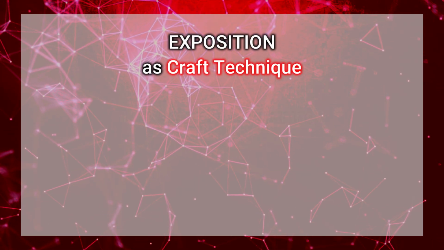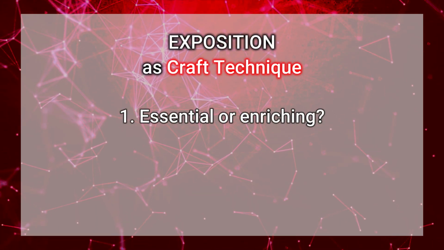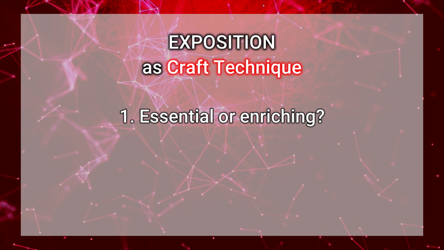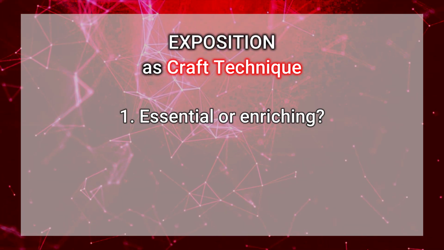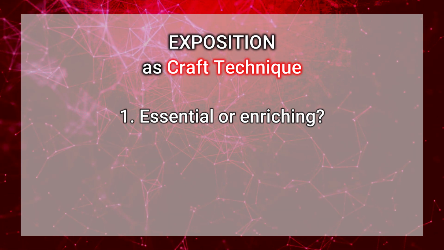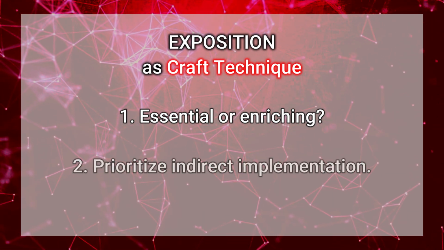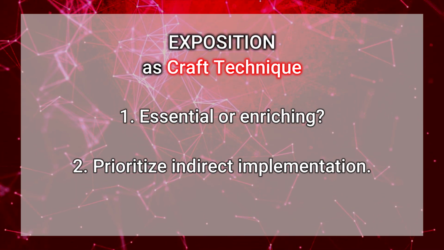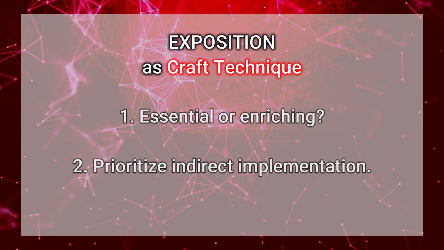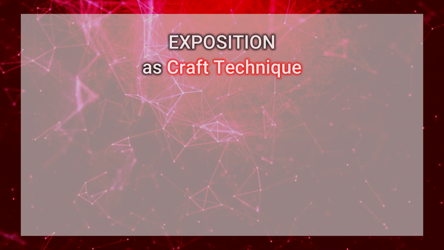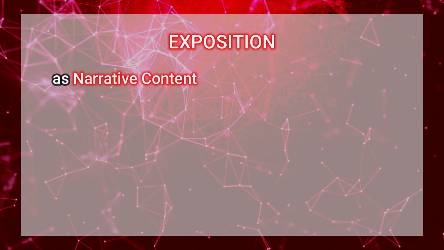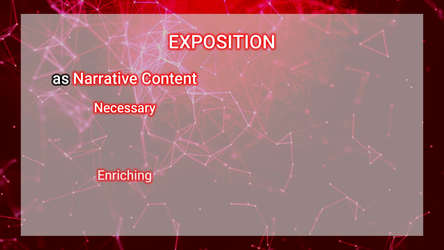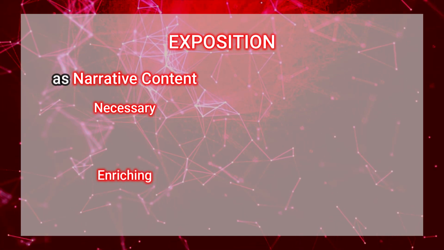When deciding to include exposition, first assess whether the information is essential or enriching, and therefore qualifies to be included in the story. If the information does qualify as either essential or enriching, prioritize finding ways to integrate it indirectly rather than directly in order to maintain the narrative's flow. So far, we've explored the concept of exposition and its various forms. As narrative content, exposition should be either essential or enriching, otherwise it should not be included in the story.